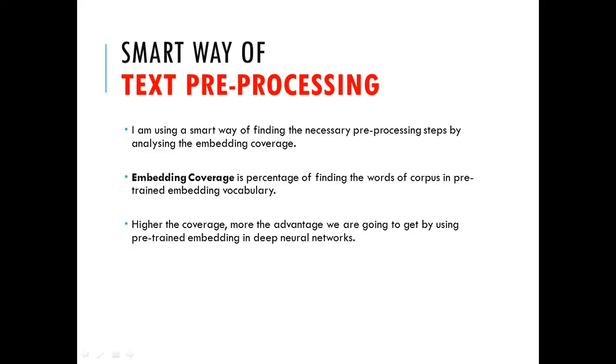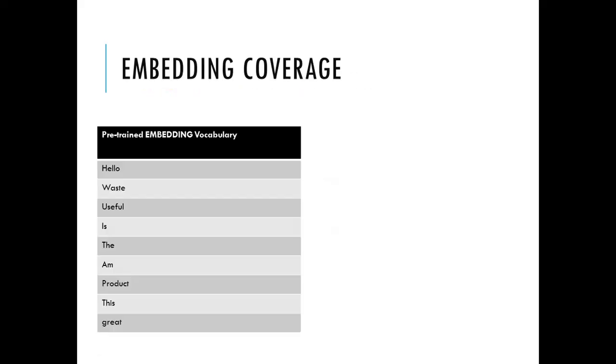So what is embedding coverage? Embedding coverage is the percentage of words of the corpus found in the pre-trained embedding vocabulary. The higher the coverage, the more advantage we are going to get by using pre-trained embedding in deep neural networks. Let's understand better with an example. Suppose this is the vocabulary of pre-trained embeddings, and for demonstration purposes, our review corpus is this.